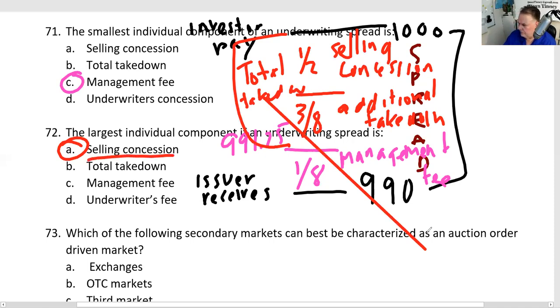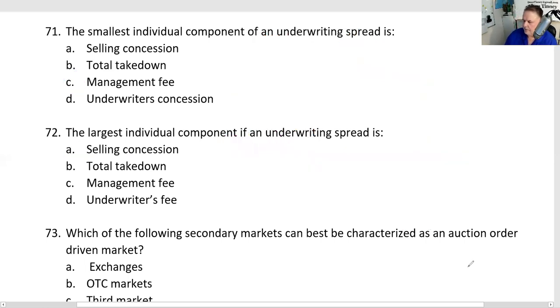And then if all you received here was the selling concession, if that's all you received, you're not a member of the syndicate and you're not at risk for unsold securities. By the way, be careful on this one. Remember, that's not an individual component of the spread. That's two. That is this plus the additional takedown. So be careful what you're being asked.